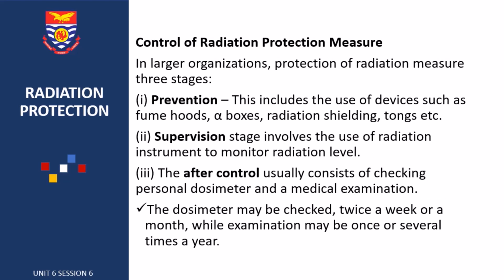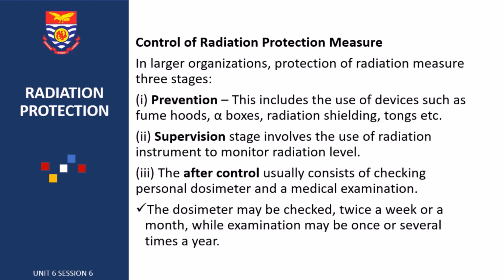Let us look at control of radiation protective measures. So in a large organization, protection from radiation measures has three stages. The first stage is prevention, and it includes the use of devices such as fume hoods, alpha boxes, radiation shielding, tongs, etc. in order to prevent exposure to radiation.